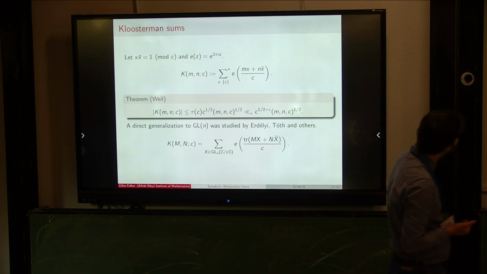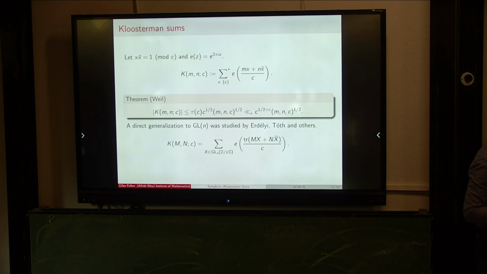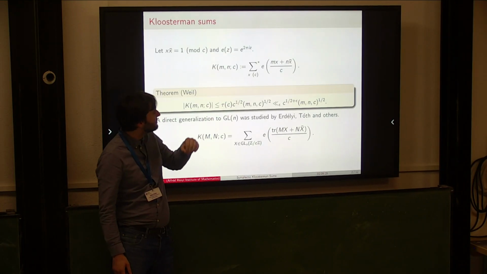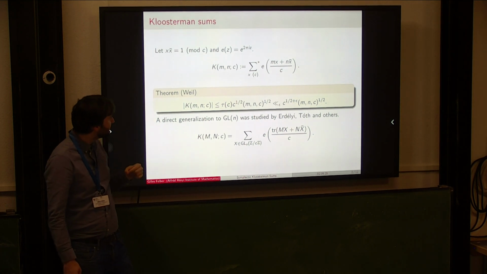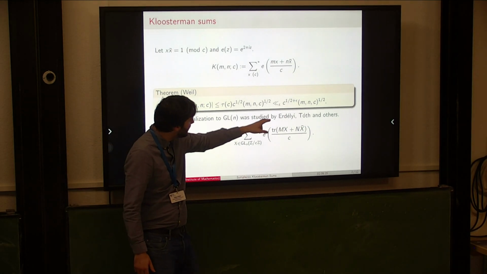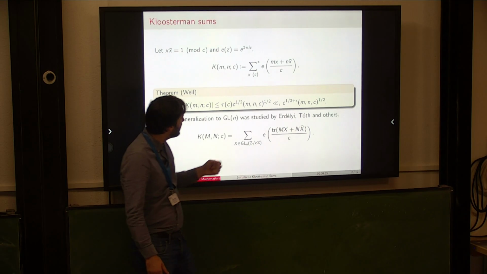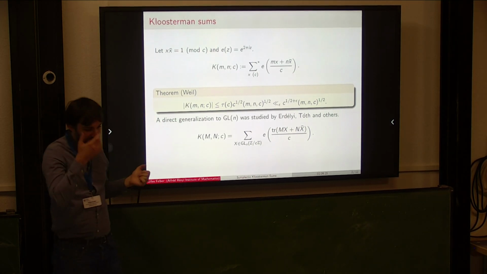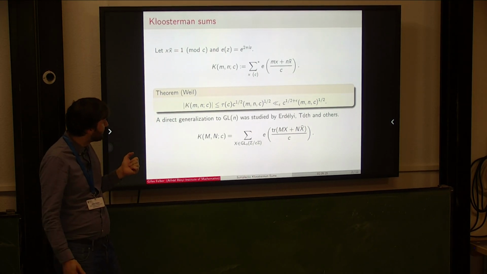Kloosterman sums. I write x bar for the inverse of x mod c, and e(z) for e to the 2 pi i z, as usual. The Kloosterman sum with parameters m, n and c is the sum over x that are invertible of e((mx + n x bar)/c). And we have the famous Weil bound, saying that it is essentially of size c to the 1/2 plus epsilon, meaning we have a root cancellation for this sum.